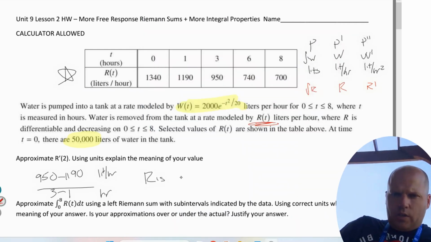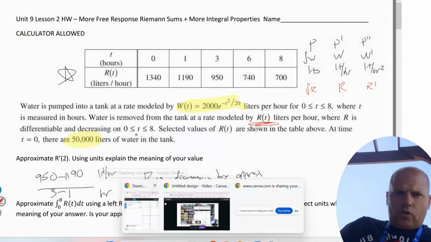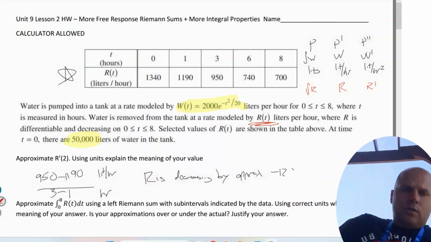R is decreasing by approximately 120 liters per hour per hour.